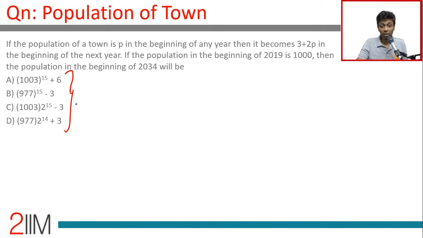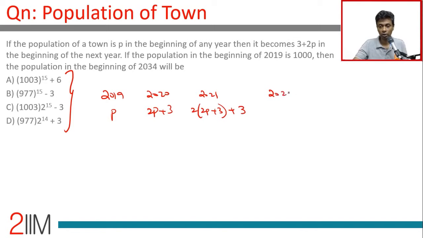The population of a town is P in the beginning of any year. Then it becomes 3 plus 2P at the beginning of the next year. The population at the beginning of 2019 is 1000. Then the population at the beginning of 2034 will be? 2019 is P. 2020 will be 2P plus 3. 2021 would be 2 into 2P plus 3, plus 3. 2022 would be 2 into 2P plus 3 times 2 plus 3, plus 3, and so on.